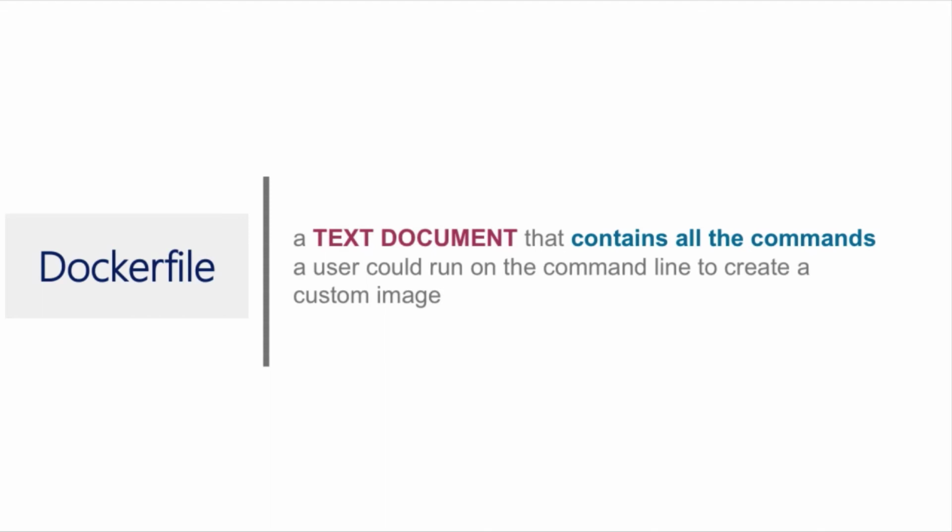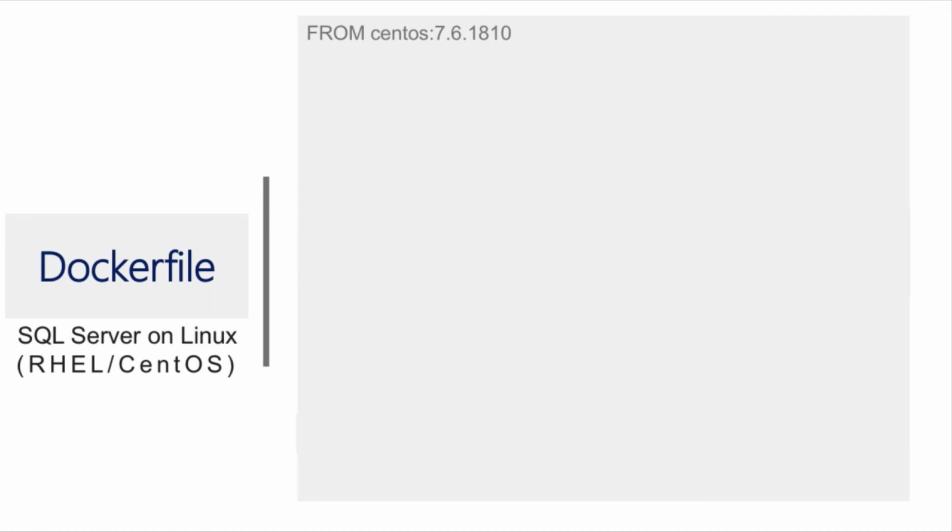Let's have a look at a very simple Docker file. This one is for creating a custom SQL Server on Linux image, but instead of using Ubuntu 16.04, I'm going to be using CentOS. The Docker file consists of multiple instructions. What you're seeing here is the first instruction in a Docker file, the from instruction. This tells me which operating system I want this container to run on.